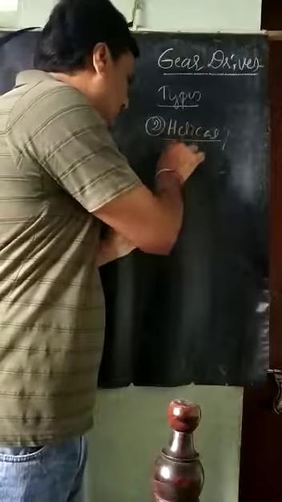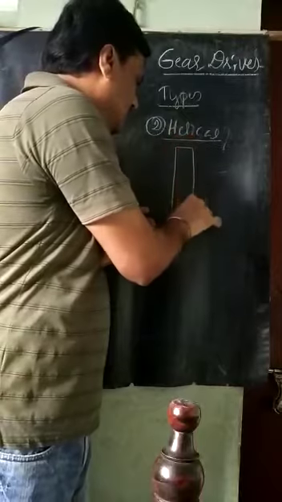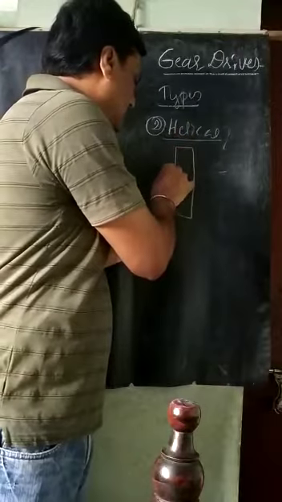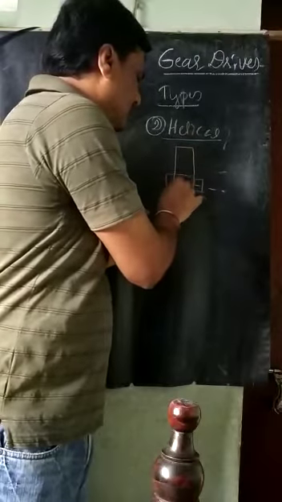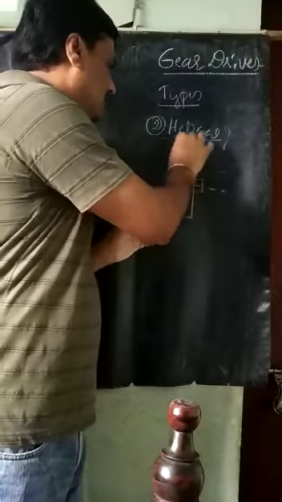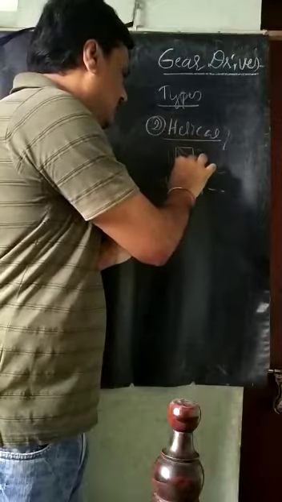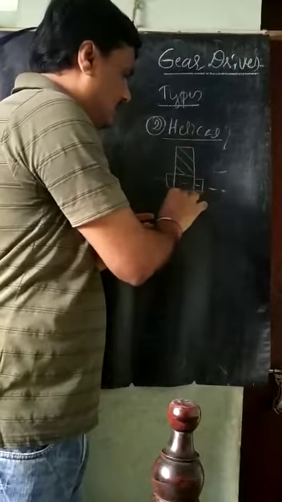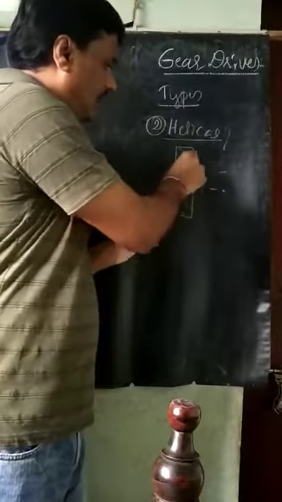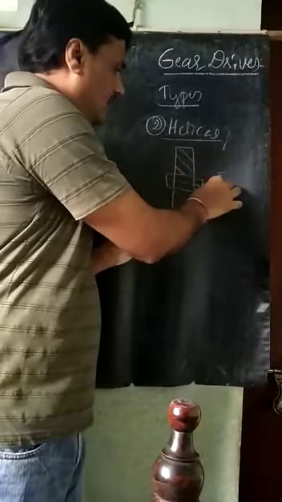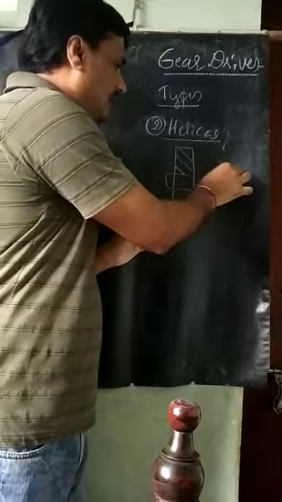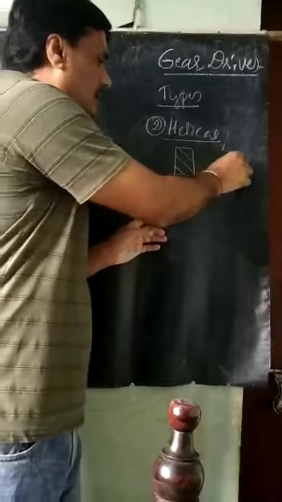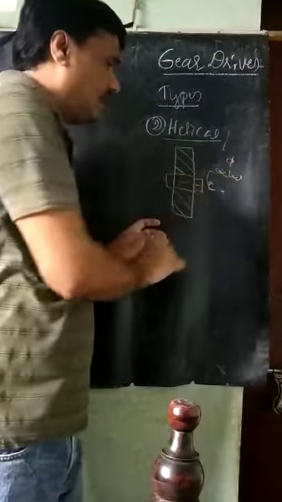How can we show this? See here, this is one gear, this is its shaft, and this is the axis of the shaft. The teeth are like this, making some angle with the axis of the shaft. This angle is called the helix angle, alpha or psi.